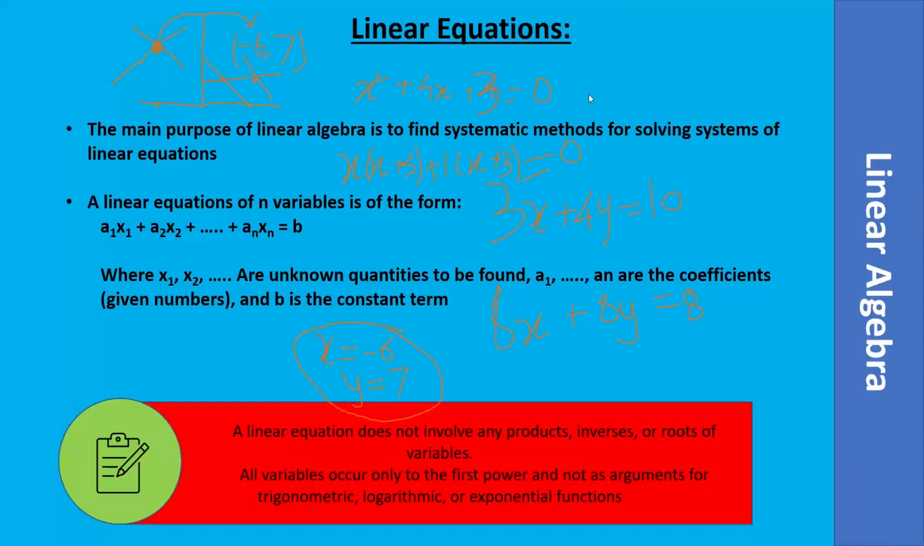So now we'll proceed to the next topic. So this is how the linear equations come into play. A linear equation does not involve any products, inverses or roots of variables. So the last equation which I had drawn, the quadratic equation, it has roots. So it has two solutions. So that is not a linear equation, that's a quadratic equation. And a linear equation doesn't have anything called trigonometric or logarithmic, like x tan x plus 6 sine y equals to 8 or something like that.